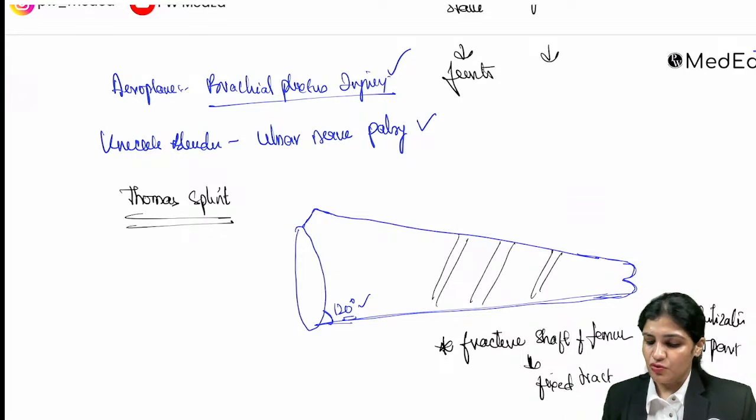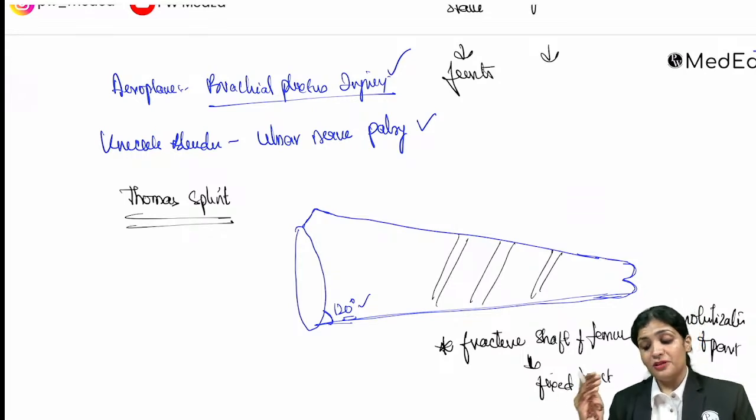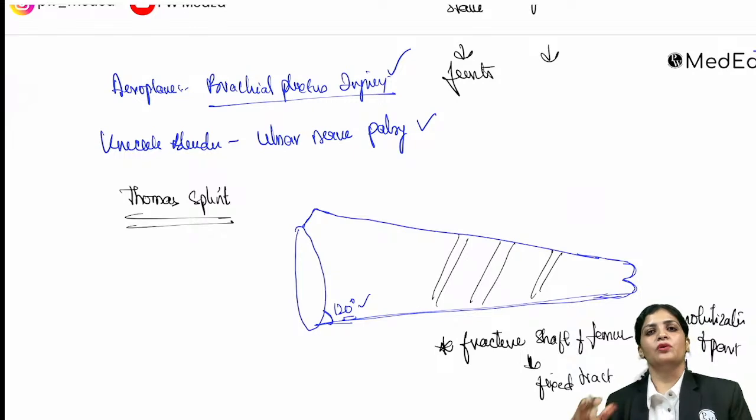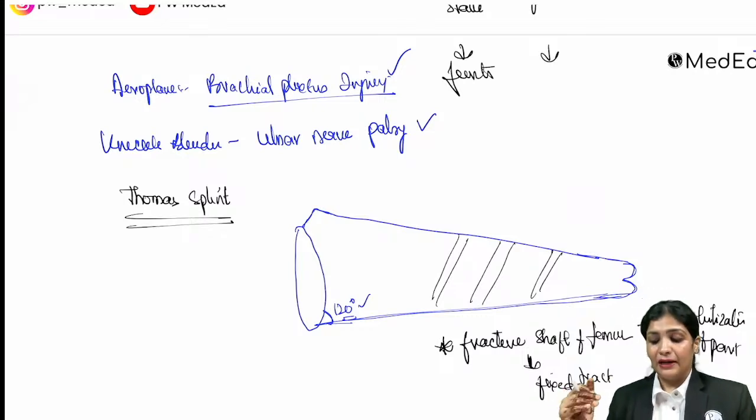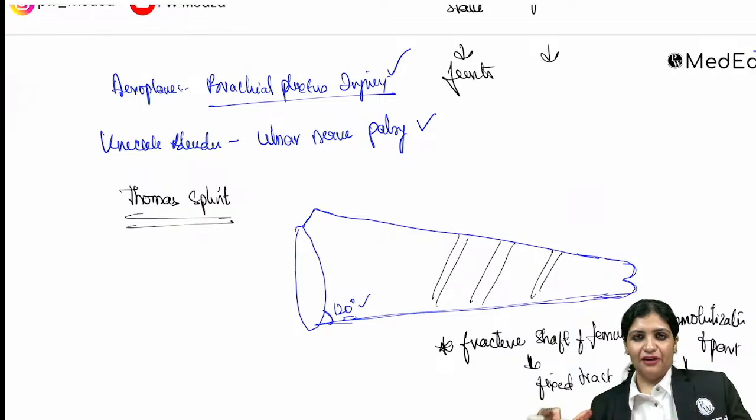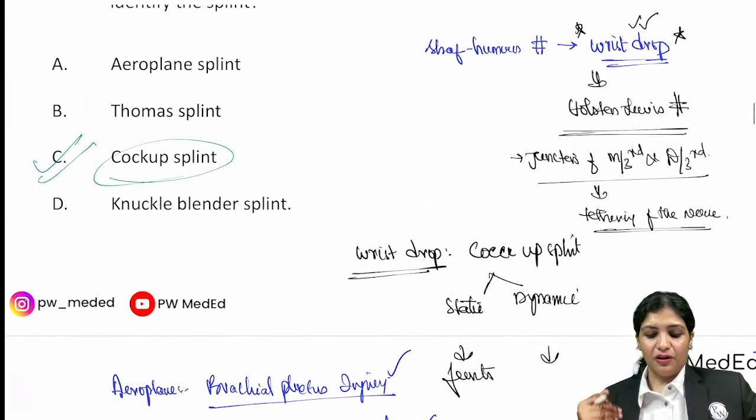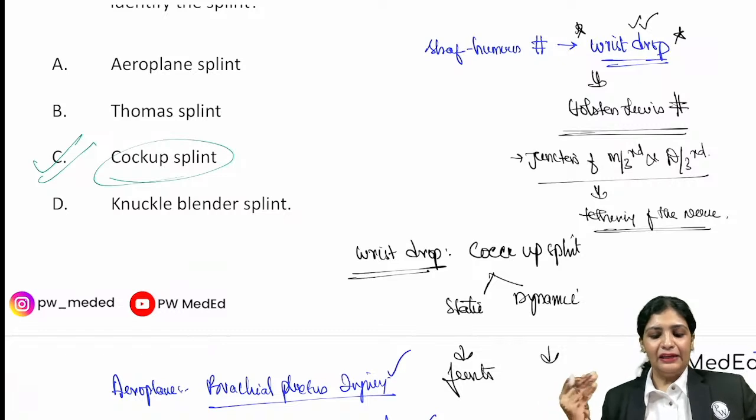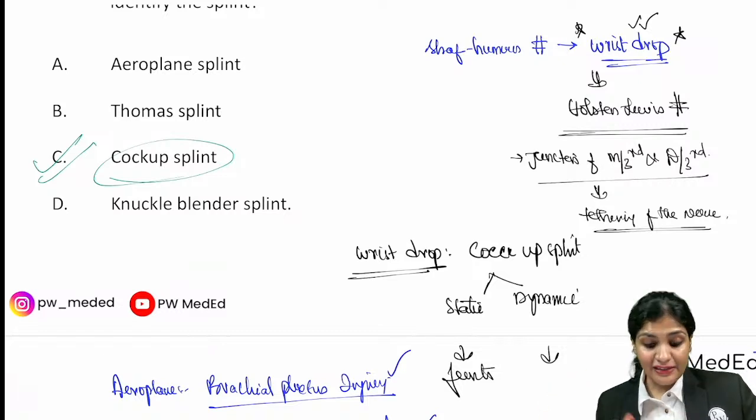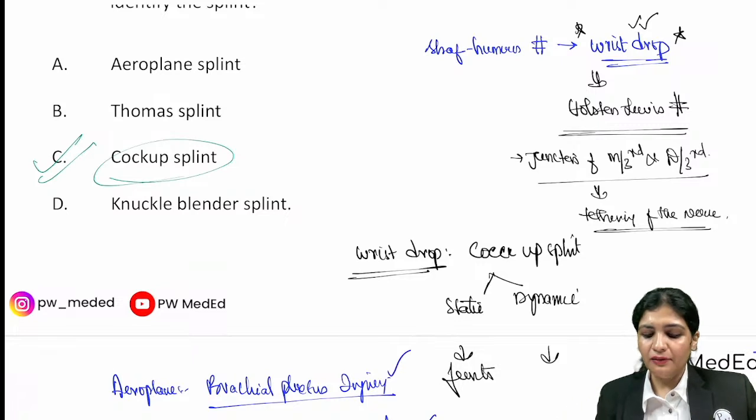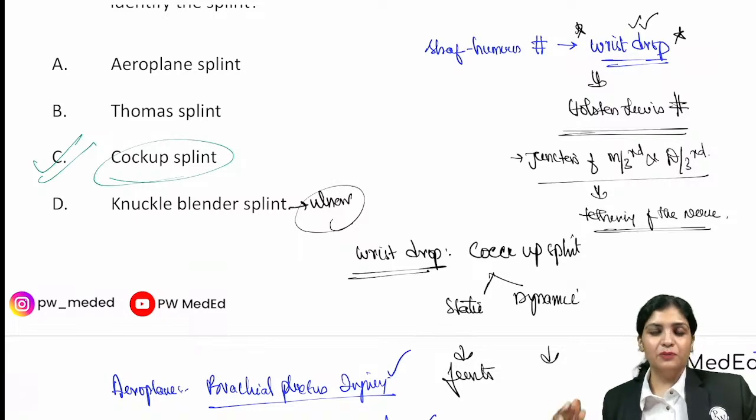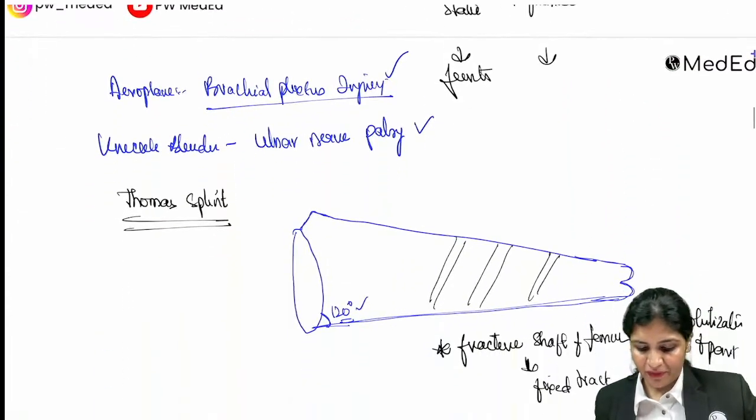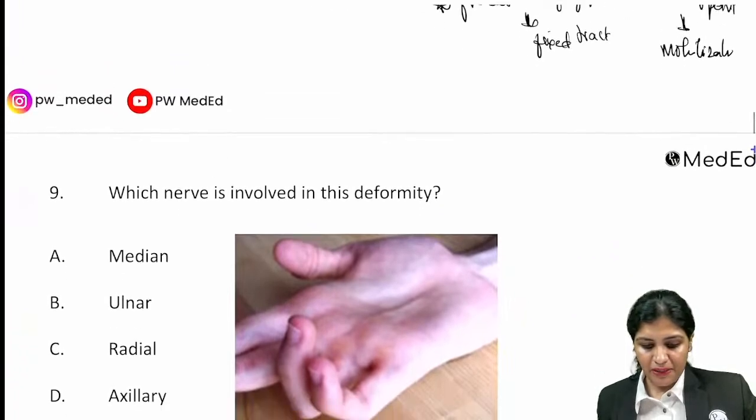So mainly it is used for fracture shaft of femur, but this Thomas splint was invented by Thomas during World War II for treatment of skeletal tuberculosis. So whenever there was a knee tuberculosis patient, they were treated with this Thomas splint, but now we use it for fracture shaft femur. So aeroplane splint is for your brachial plexus palsy, and your Thomas splint you have already learned in great detail, and knuckle bender splint is for your ulnar nerve palsy, and then we are left over with the cock-up splint, which is for the radial nerve palsy, right? So that is about the splints.